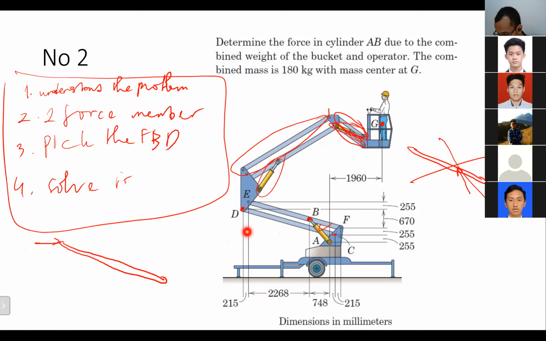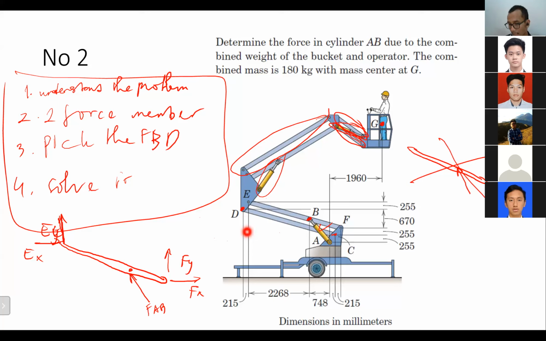So we have EX, then EY. EX, EY. At point F we have FX, FY, and then at point T there will be FAB. Like this, right? Correct, Asad?